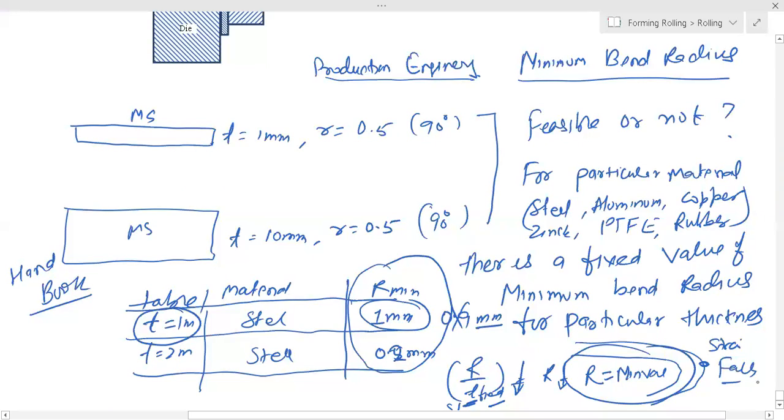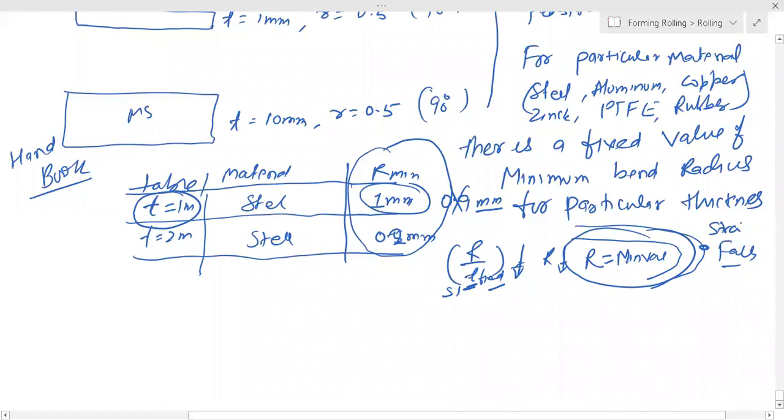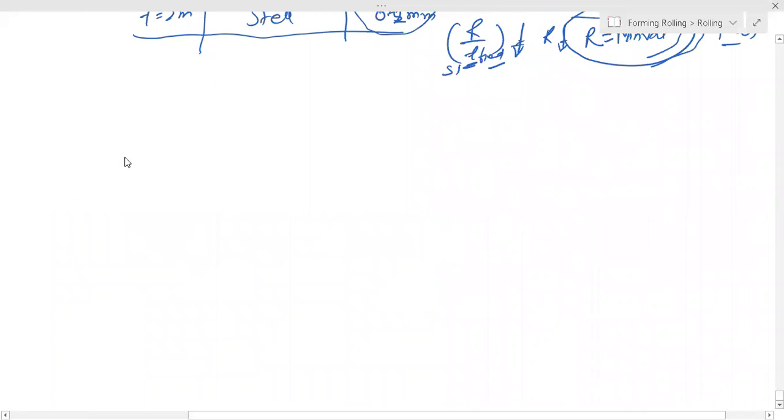So minimum bend radius is clear now. GATE asks objective questions sometimes. Minimum bend radius depends on thickness and material. Now one term is called bend allowance. So R by T will have a higher limit also. But we are fixing minimum bend radius.